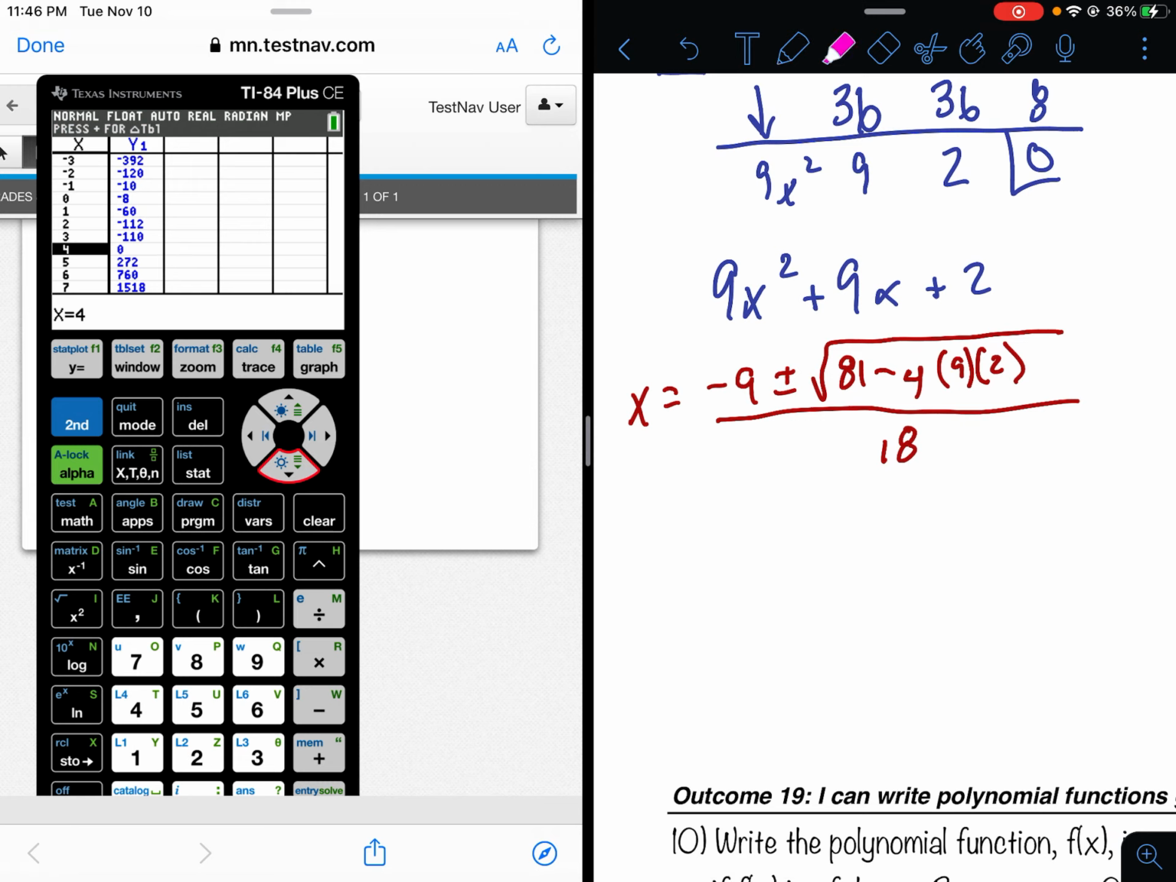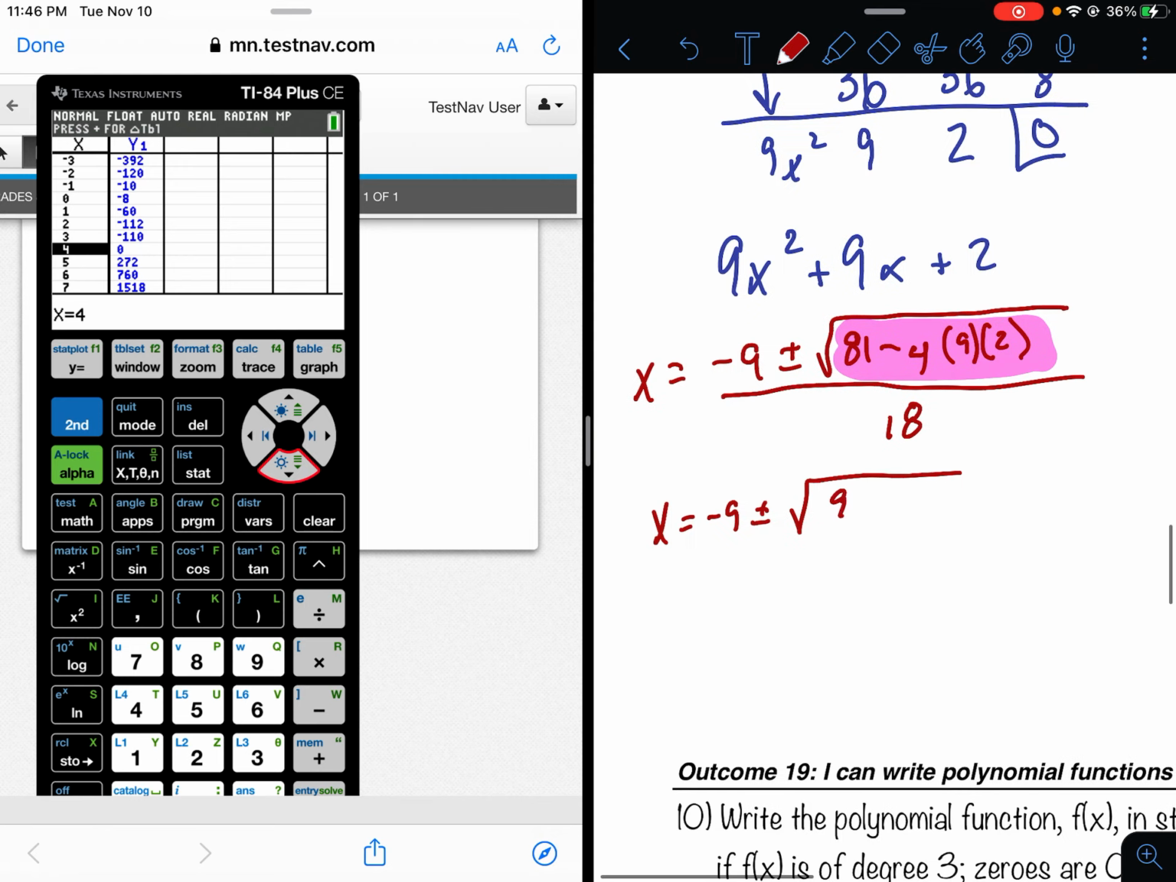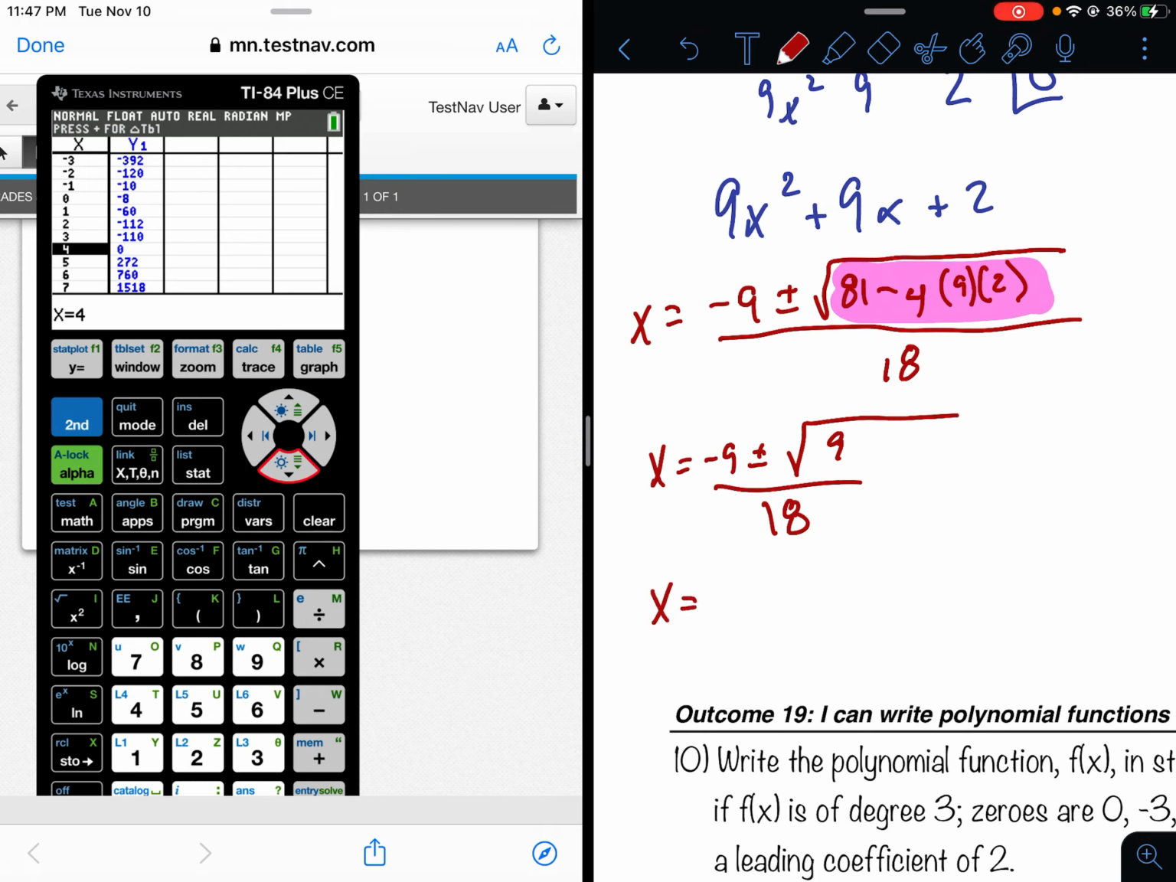The next step is then to do the discriminant. So 81 minus 4 times 9 times 2, and you're going to do that in your calculator. And so we get x equals negative 9 plus or minus the square root of, let's see, 36, that's 72, minus 72 is 9. Oh, that makes it easy. And that's over 18. Now the good news is we know the square root of 9, so we can complete this problem. Negative 9 plus or minus the square root of 9 is 3 over 18.